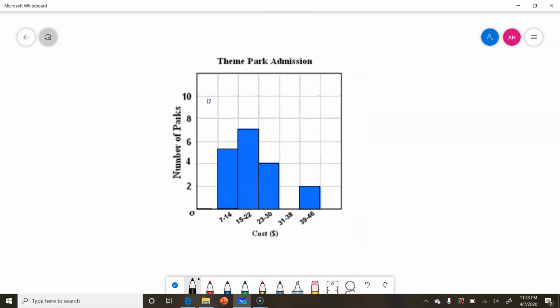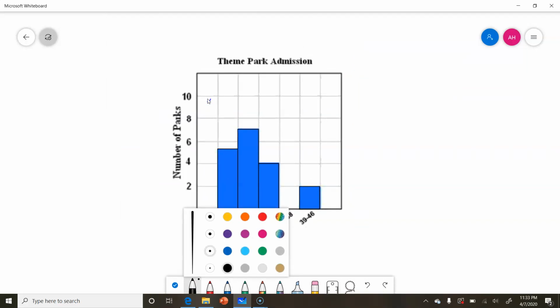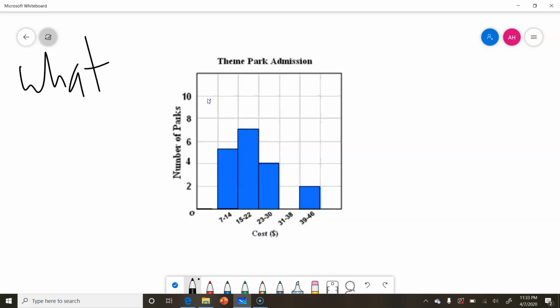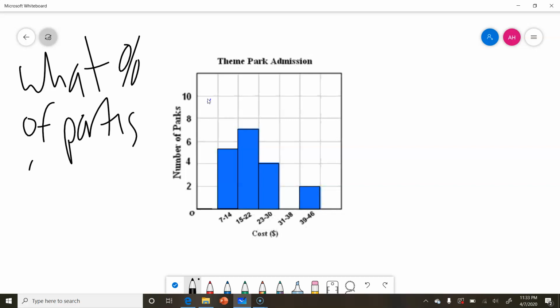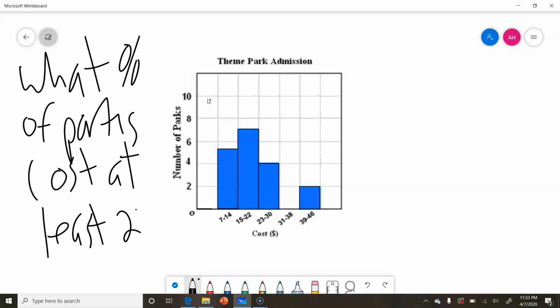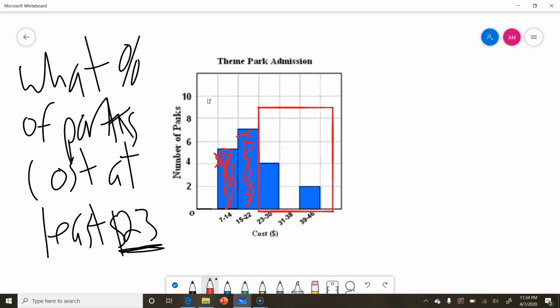Now, let's say this was their question: what percent of parks cost at least $23? Now let's look at our chart. This one does not cost $23, so we have to erase it. Nope, this one does not cost $23 either. So which ones do? These. Now, how many is that?